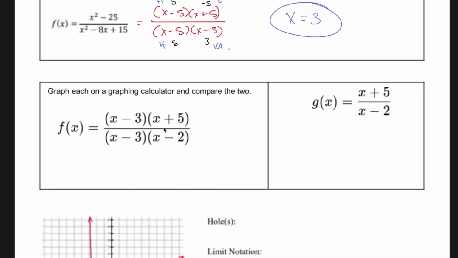All right, so the graph of these two looked exactly the same. The only difference is you had a hole right here at the magic number 3. So when you have a hole, the graph is going to look exactly like the simplified version. That's what the graph is going to look like. You just have to have a hole at that number. So these guys behave the same. It's just with this one, there was a hole at 3. Very interesting.